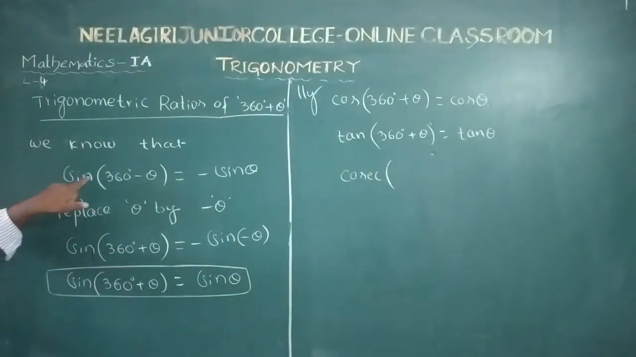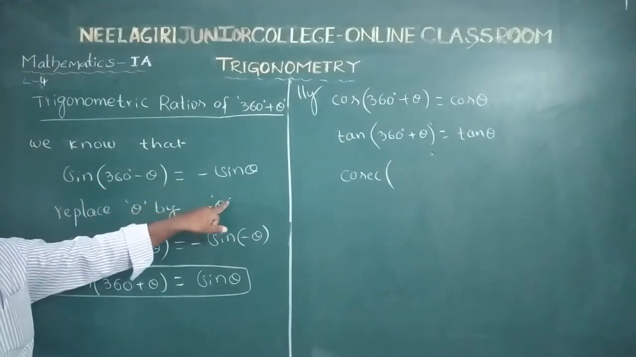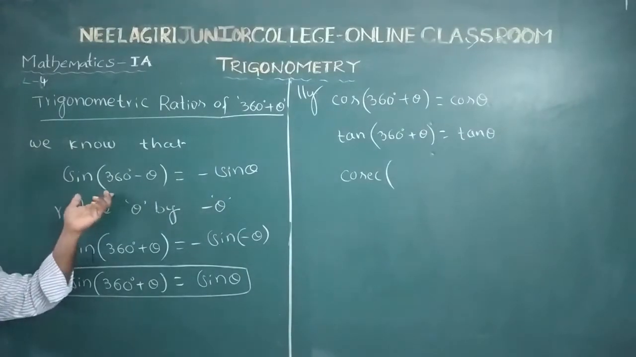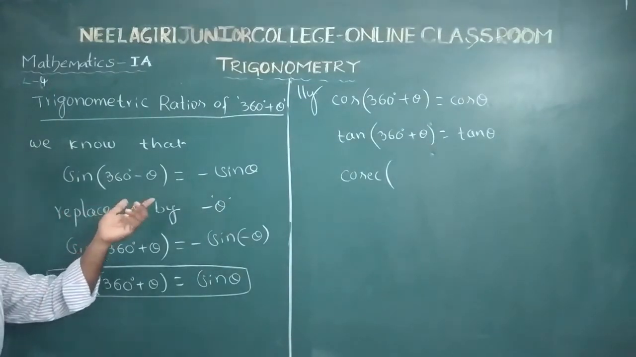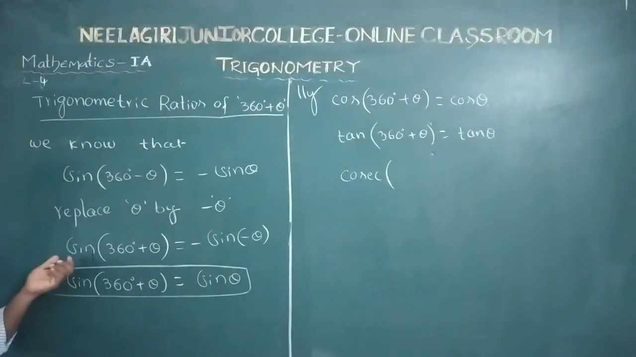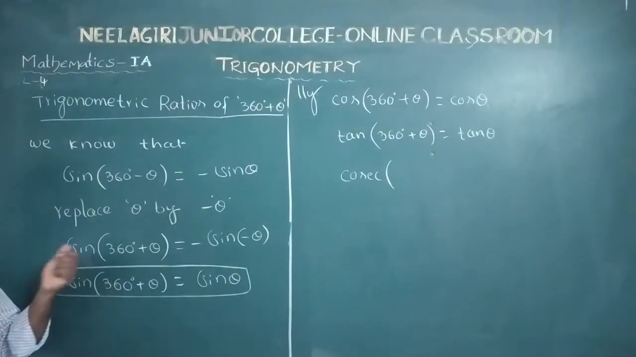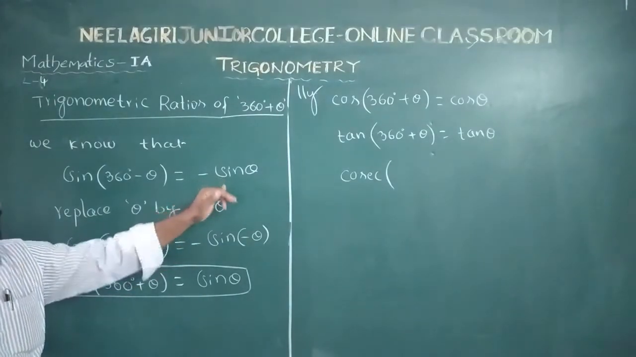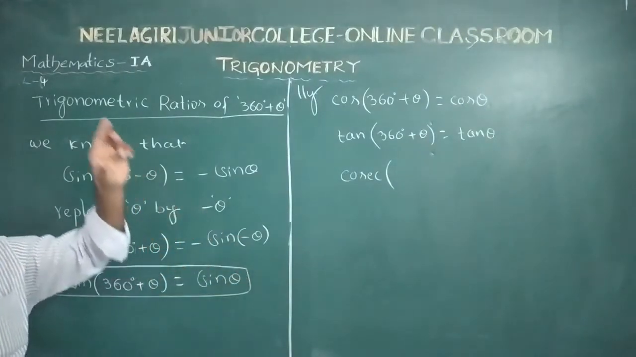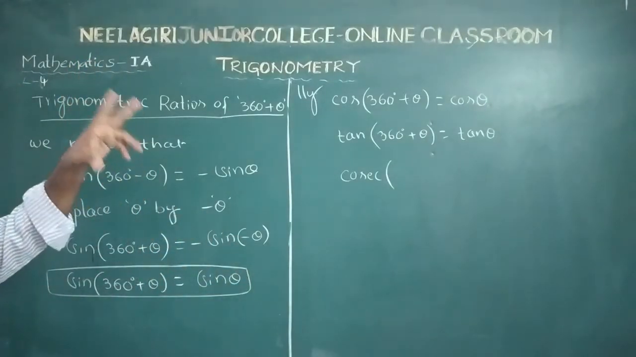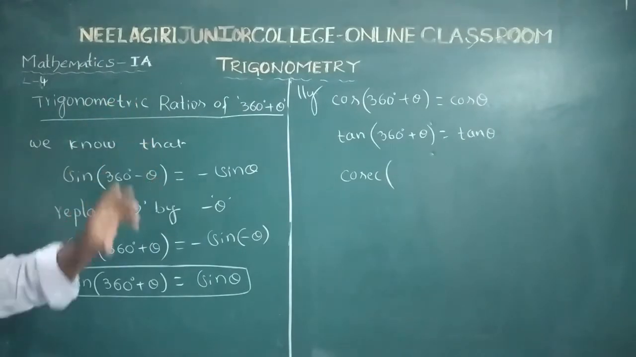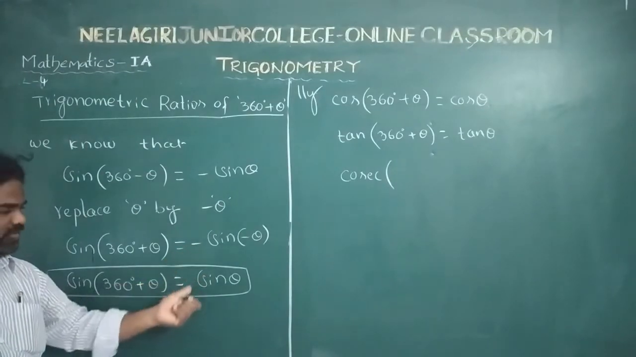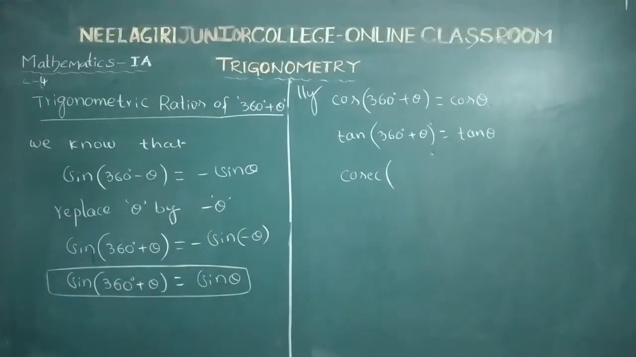Like that, we know the value of sine of 360 minus theta, which is minus sine theta. Wherever theta is there, replace it by minus theta. So on the left side will come sine of 360 plus theta, equal to minus of sine of minus theta. I have already told you the value of sine of minus theta. That should be minus sine. That minus and this minus will be positive. It will come as plus sine theta.